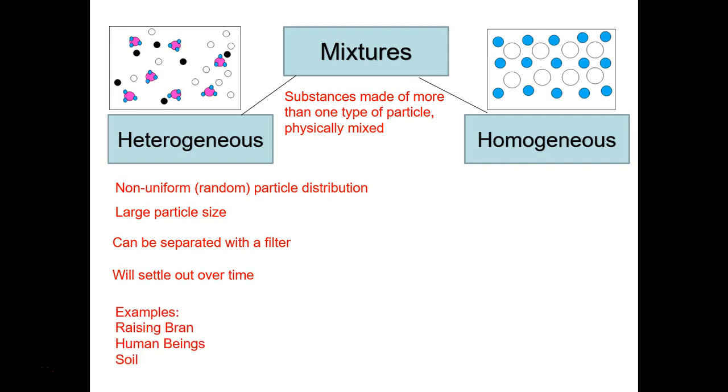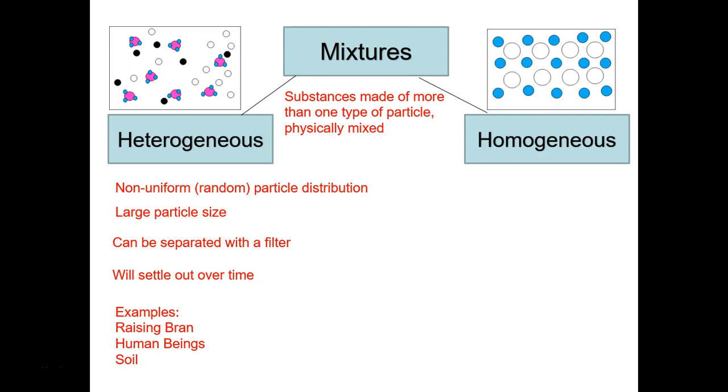Examples of heterogeneous mixtures would be raisin bran, human beings, or any other animal. We're all mixtures of different things, all randomly mixed together. Or dirt, soil that we see. There's little rocks scattered through it, little bits of quartz, red sand, black sand, topsoil, etc., etc.